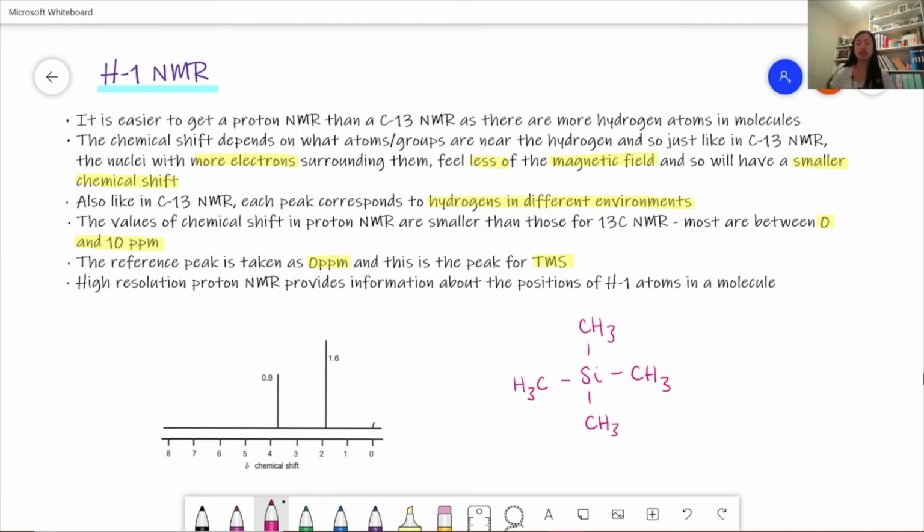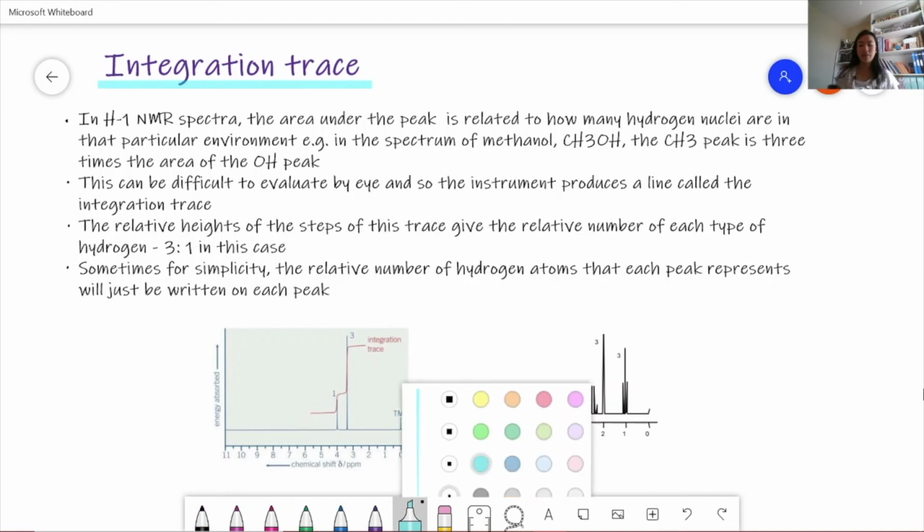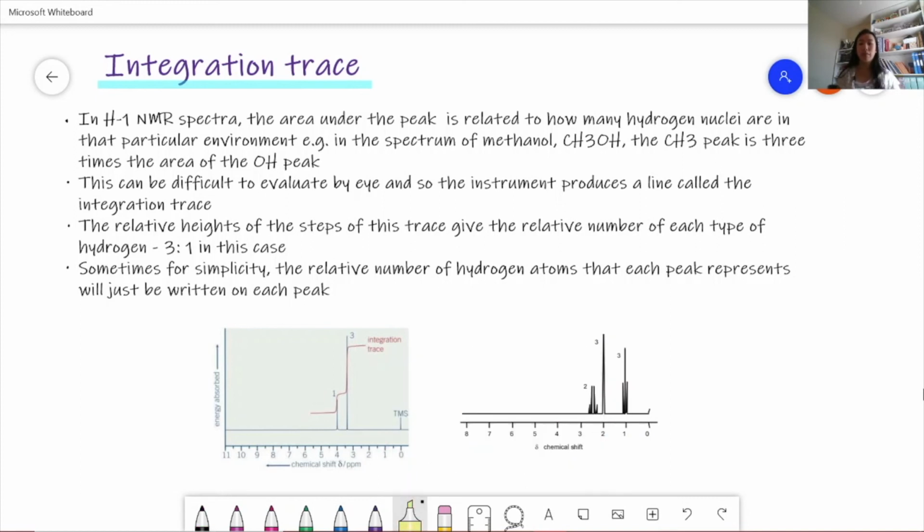Also, high-resolution proton NMR provides information about the positions of hydrogen-1 atoms in a molecule. At the bottom, we have an example of a proton NMR spectrum. Now we're going to look at integration trace. This is only present in hydrogen-1 or proton NMR. It doesn't come up in carbon-13 NMR. In proton NMR spectra, the area under the peak is related to how many hydrogen nuclei are in that particular environment. And that's something really important to remember.